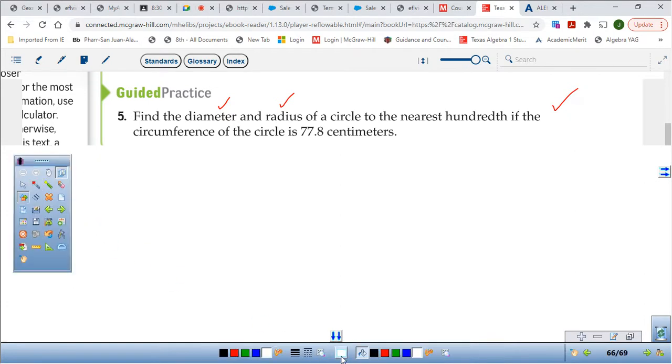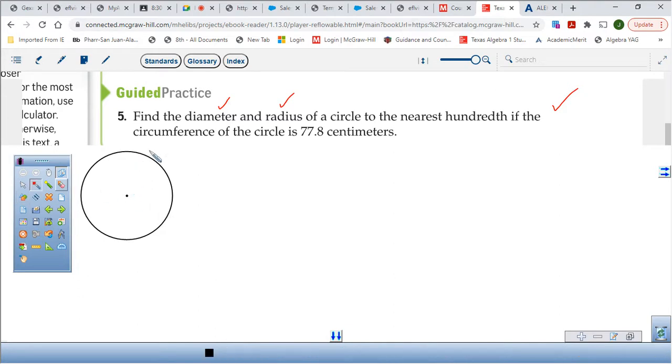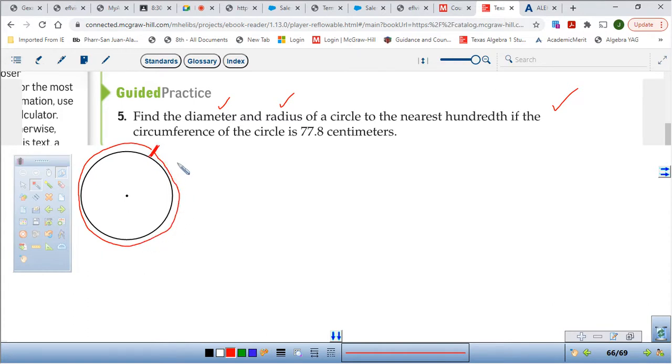Let me draw a circle-ish. Not like we need it. But we're going to go to the circumference around 77.8. Okay, circumference is that much. That's that. So we want to find the diameter and the radius. You decide how you want to do this one.